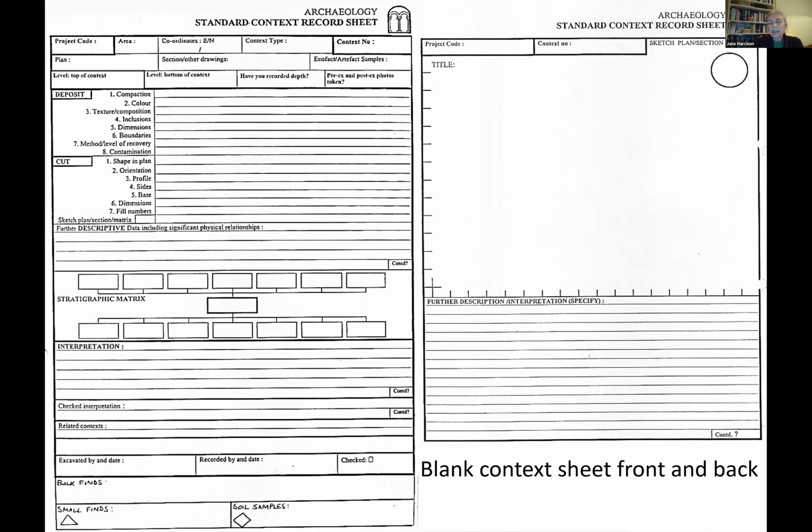And then there's the core of the written record, which is the context sheet. So this is the sheet that records all the details about that unit of stratigraphy, that layer, that rubbish layer, that metalworking deposit, that cut for a post hole, that fill of a pit, which represents an action in the past. This is where all the details about that context go.